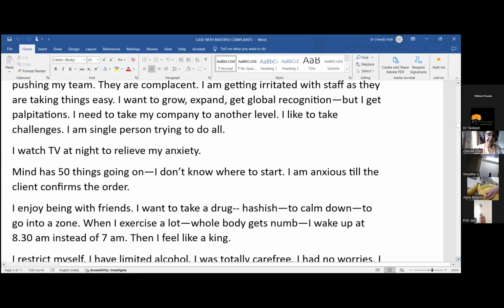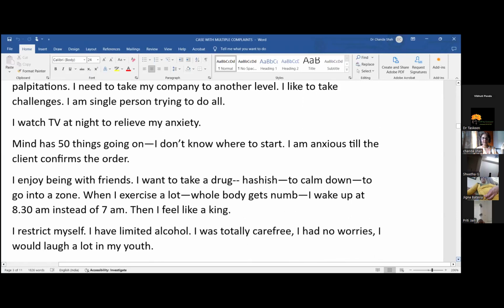I enjoy being with friends. I want to take a drug like hashish. I want to calm down. I want to go into a zone. When I exercise a lot, the whole body gets numb. I wake up late, okay, instead of early morning at 7 o'clock. Then I feel like a king, okay? So when he exercises, he can sleep better.